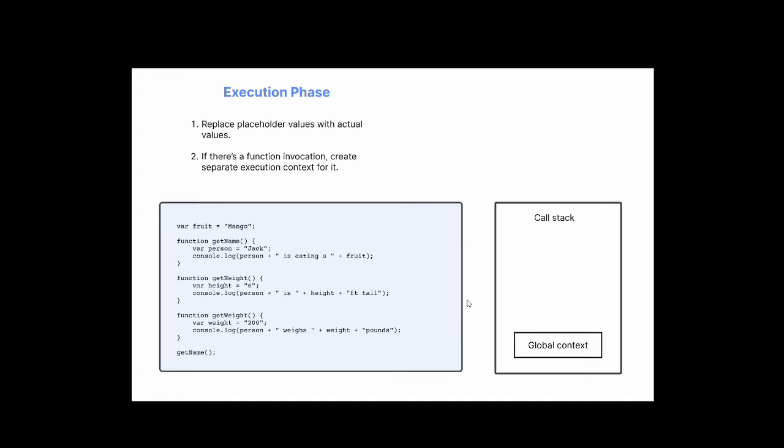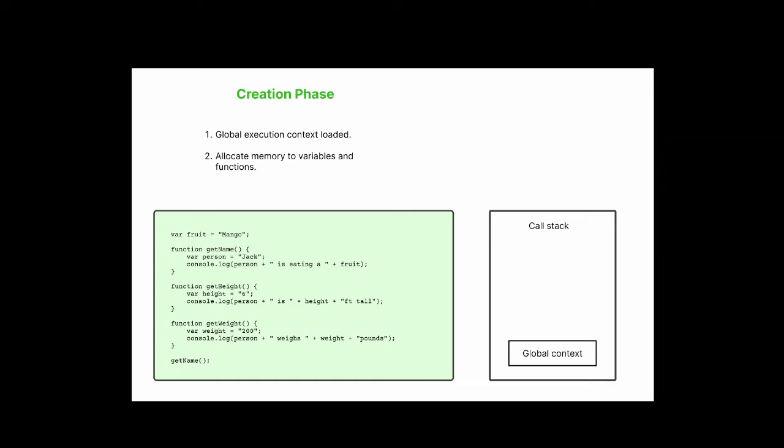Since there's nothing else left in the global context, we'll then just stop the execution and remove this global context from the call stack. So to quickly summarize this, a context is executed in two phases, a creation phase and an execution phase.